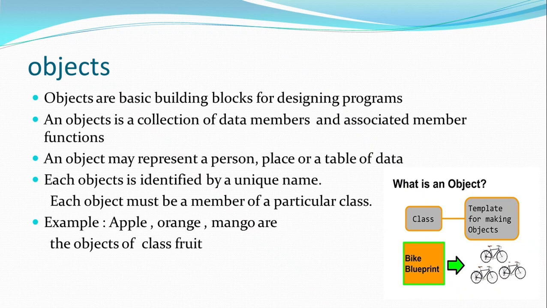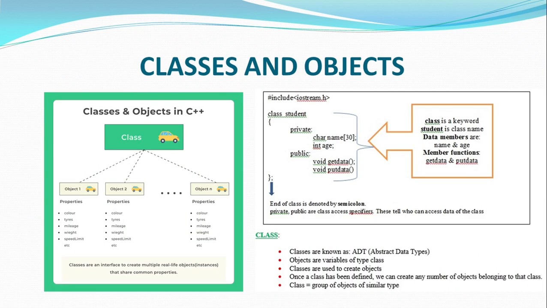For example, suppose apple, orange, mango, all are objects of the class fruit. Simply, the object is an instance of the blueprint of the class. Whatever class we are having, the object is just the blueprint of the class. So in example, simply class is a template for making objects, bike, blueprint. It can be this bicycle, everything. Next, it is a simple comparison of classes and objects. Now we can understand what is a class and what is an object in C++.